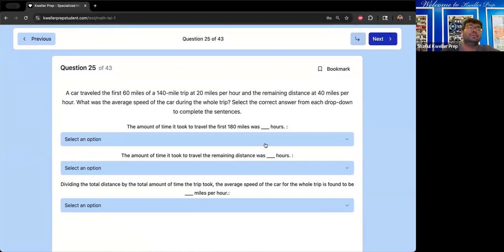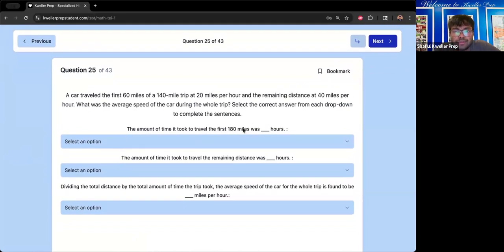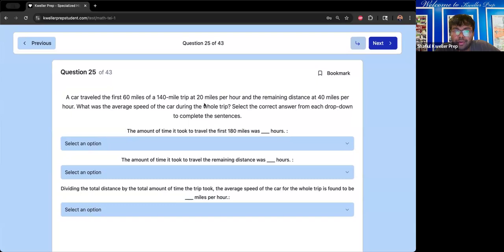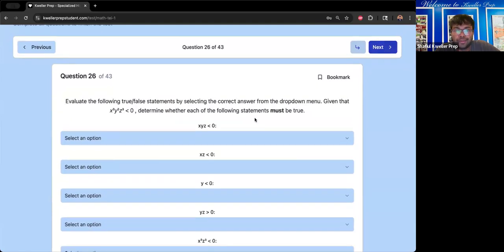Okay, let's do this one. A car traveled the first 160 miles of a 140-mile trip at 20 miles per hour, and the remaining distance at 40 miles per hour was the average speed. The amount of time it took for the first 180 miles. How does that even make sense? I think there's probably an error for this. It says 140-mile trip, so where is it coming up with that number? Okay, but I think this question is probably an error. Let's go for the next one.